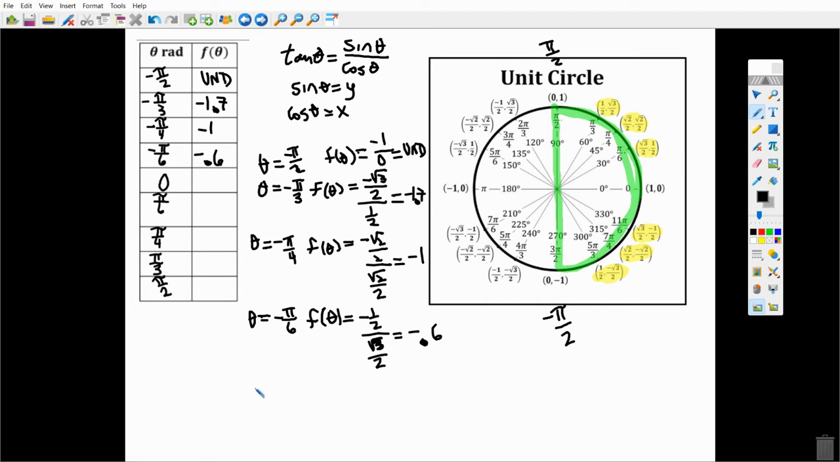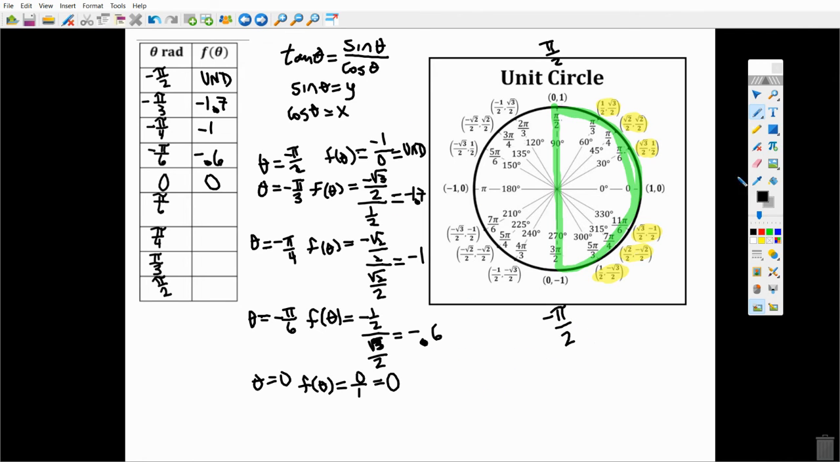All right, and then if we plug in theta equals 0, then f of theta is going to be 0 divided by 1, y divided by x, and that is 0. From there, we're going to go ahead and do pi over 6, pi over 4, pi over 3, pi over 2, the same way.